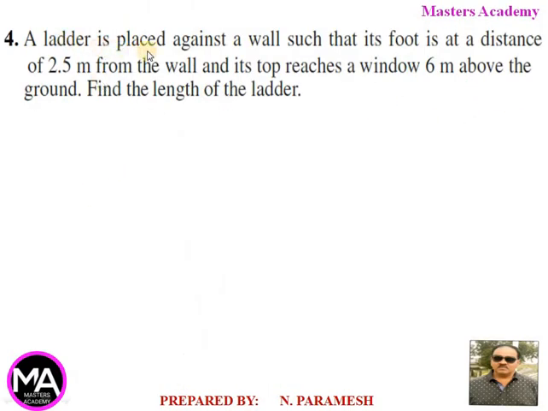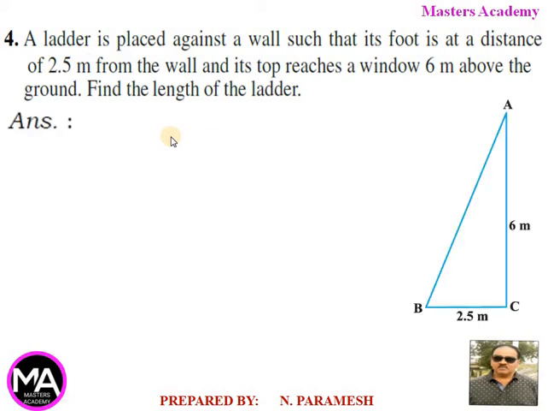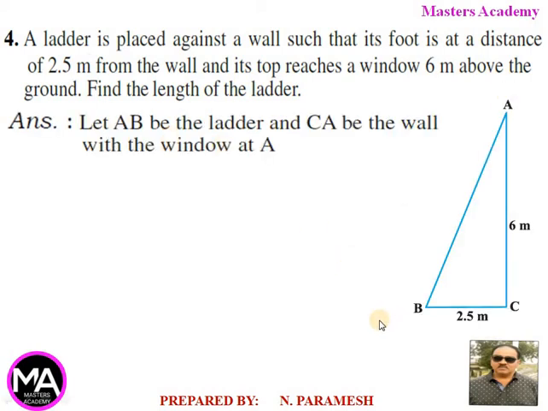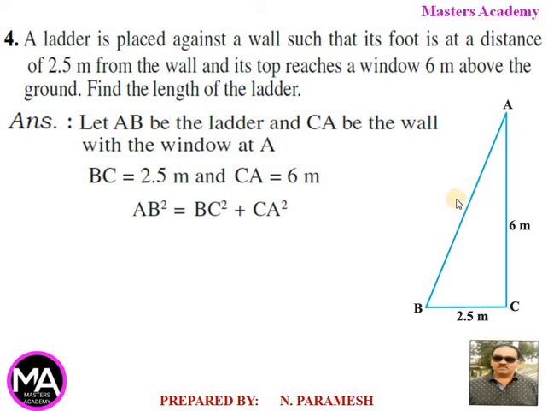Fourth question: a ladder is placed against a wall such that its foot is at a distance of 2.5 meters from the wall and its top reaches a window 6 meters above the ground. Find the length of the ladder. Answer: let AB be the ladder and CA be the wall with the window at point A. BC is equal to 2.5 meters. CA is equal to 6 meters. Applying Pythagoras theorem, AB square is equal to BC square plus CA square.